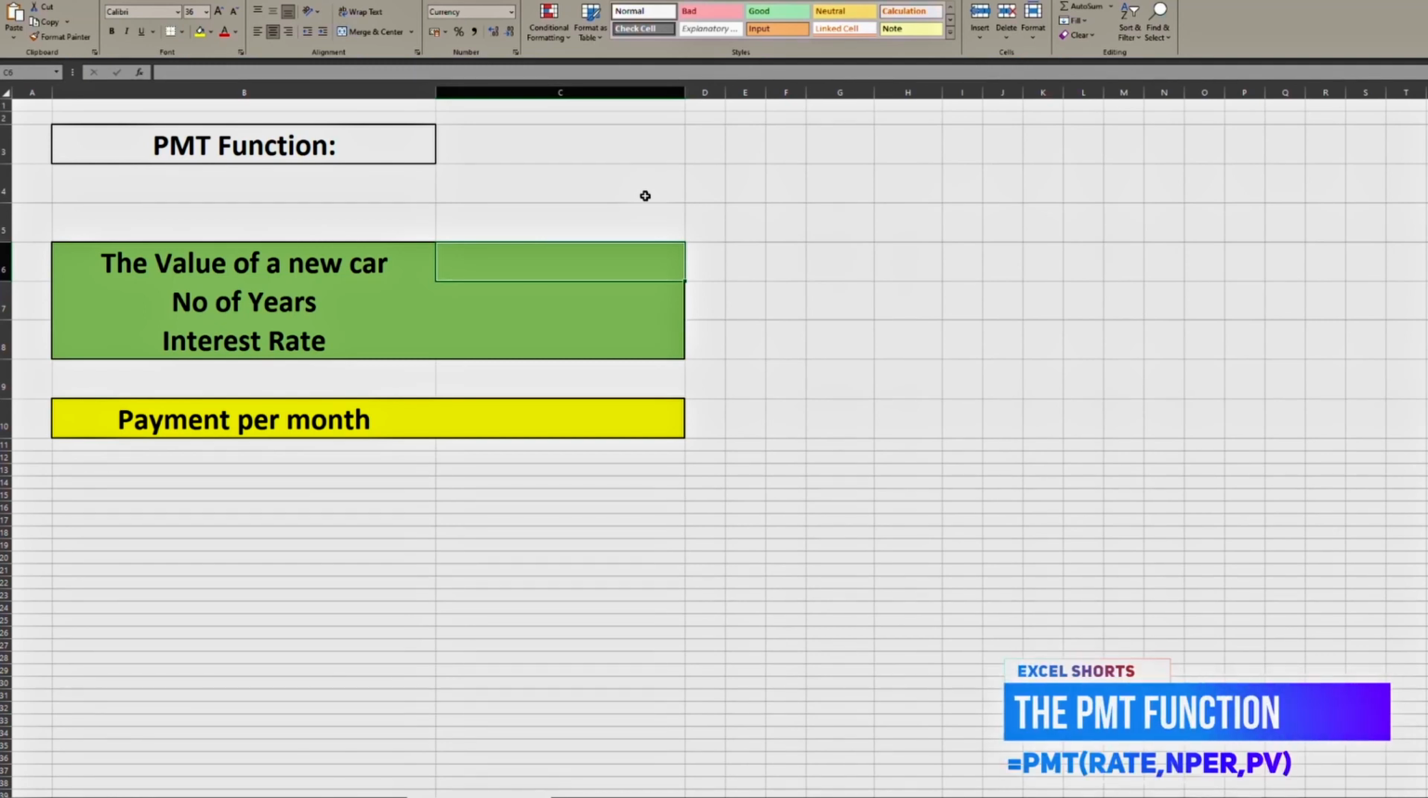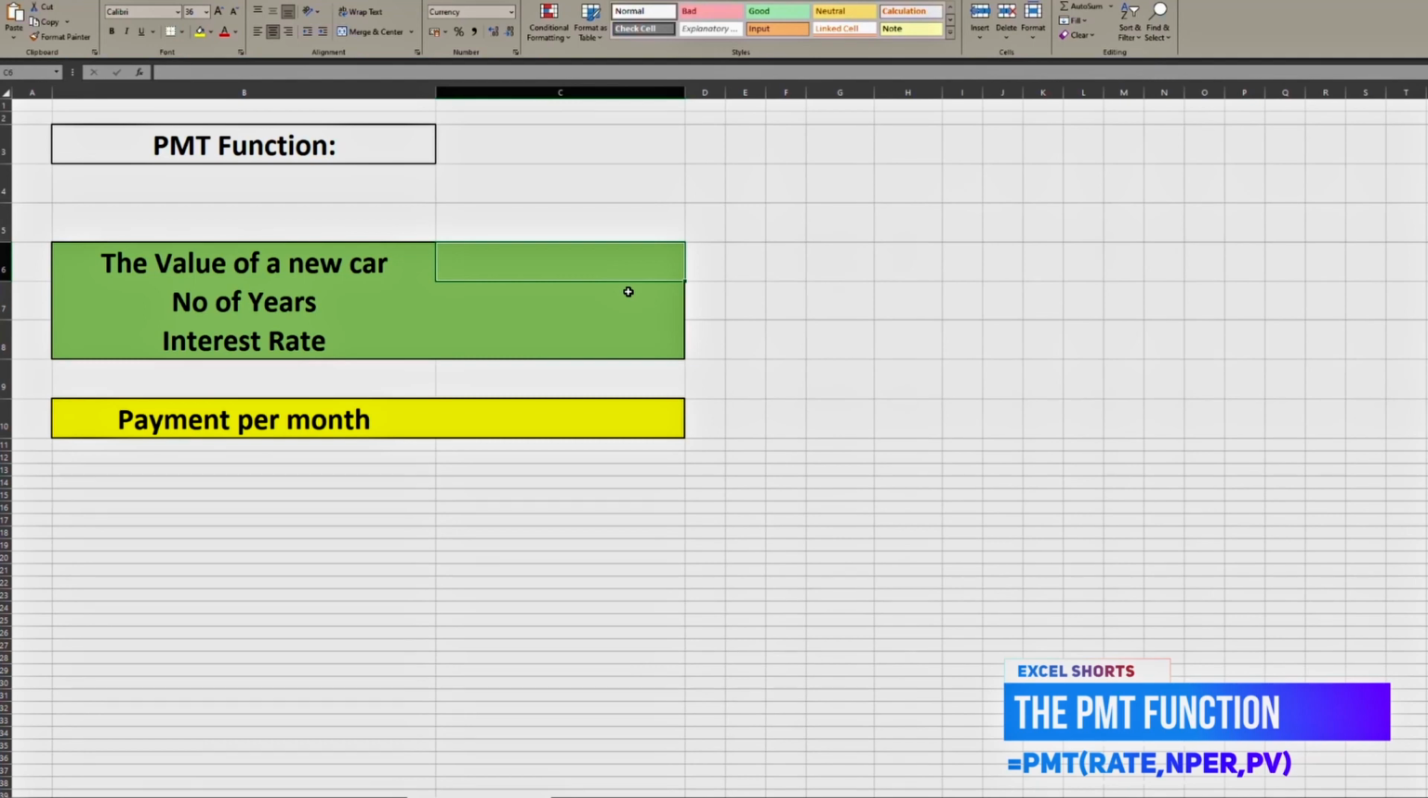When do we use the PMT function? The PMT function is used when we need to calculate our monthly payments for a car loan or a house loan, whatever money we are taking from the bank in order to buy a car or anything that you want, or maybe a business loan, any kind of loan. So these are the payments that we need to pay back to the bank after the car is bought and the loan is taken.